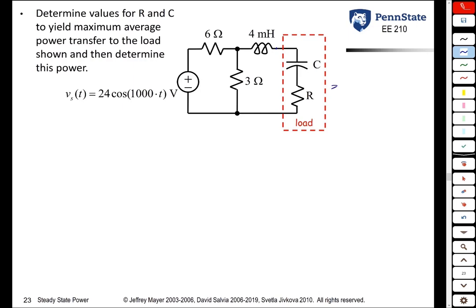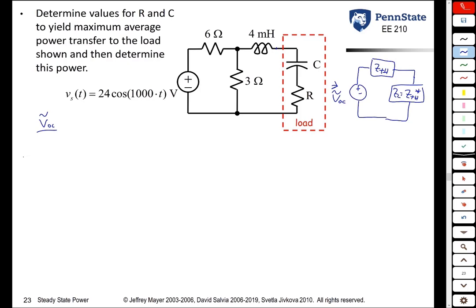In other words, we want to replace this circuit by its AC equivalent, VOC phasor and Z Thevenin. And then, of course, we set the load, ZL, equal to Z Thevenin conjugate. So what's VOC phasor?